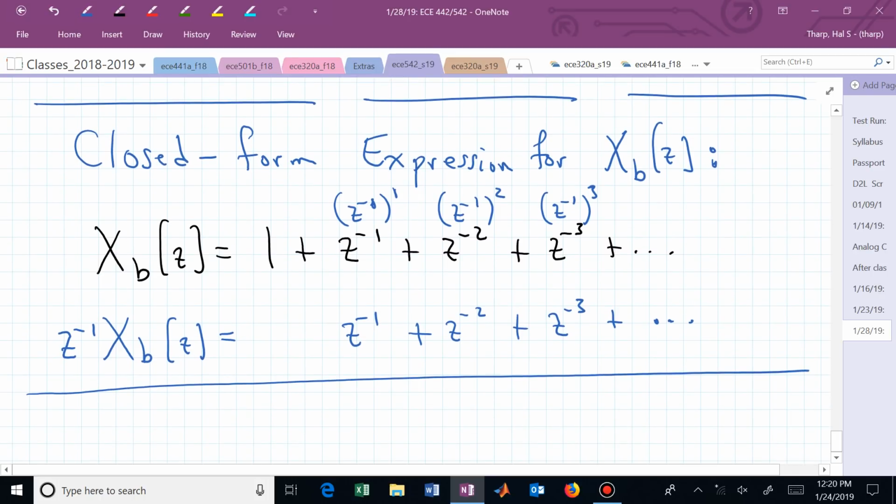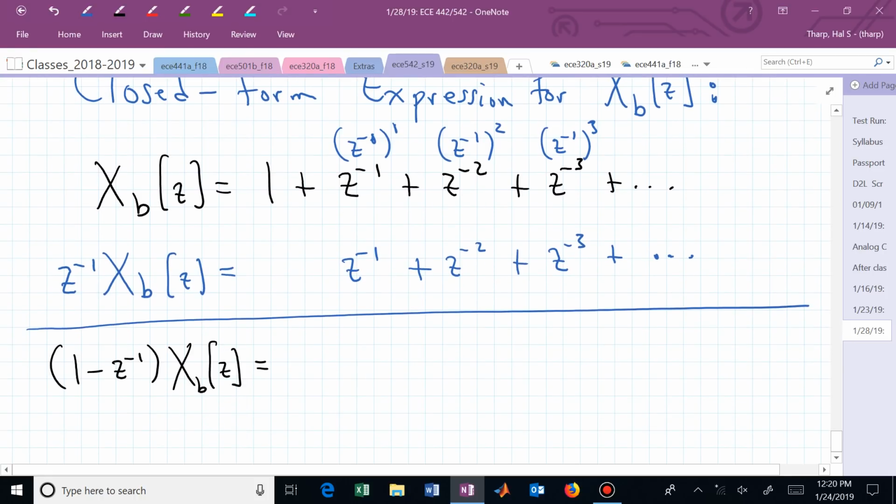If we compare the bottom to the top, and by comparing I mean subtract the bottom from the top, now we simply have 1 minus z to the minus 1, capital X sub b of z on the left, we're just subtracting z to the minus 1 x sub b of z from x sub b of z.